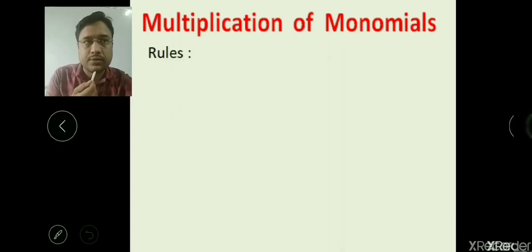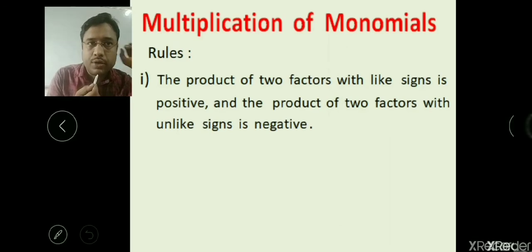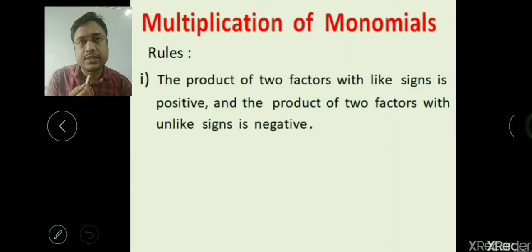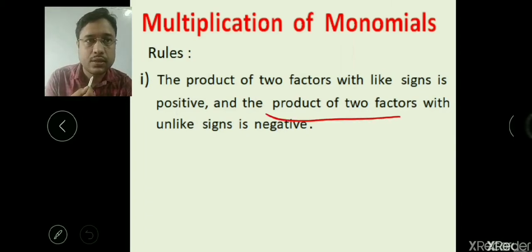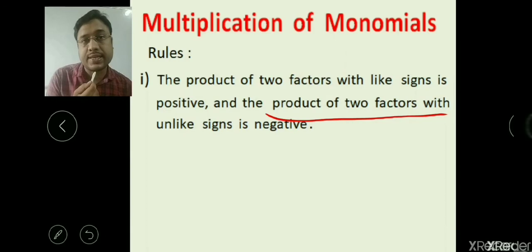The rules are: the product of two factors with like signs is positive, and if their signs are opposite, then the product will be negative. The product of two factors with unlike signs is negative. So if the factors have opposite signs, their result will be negative, and if the factors have the same sign, then their result will be positive.